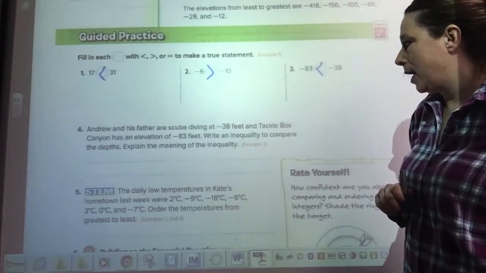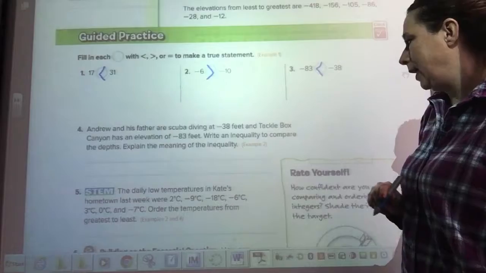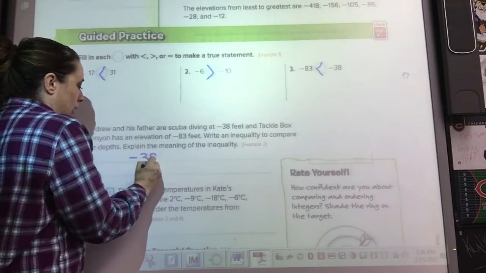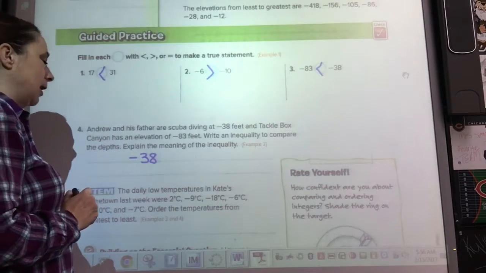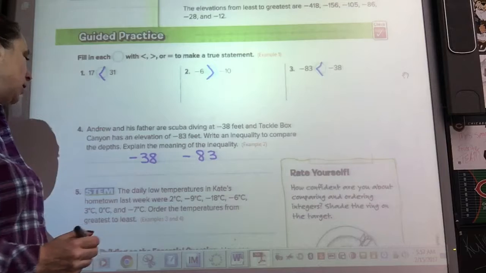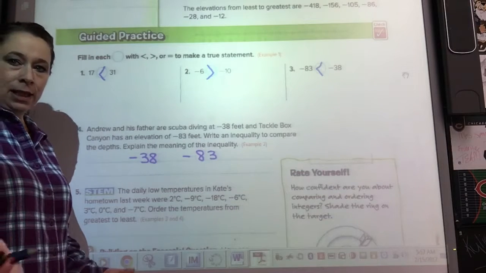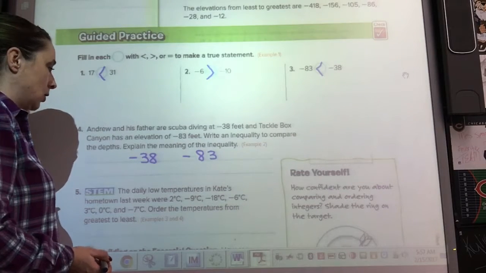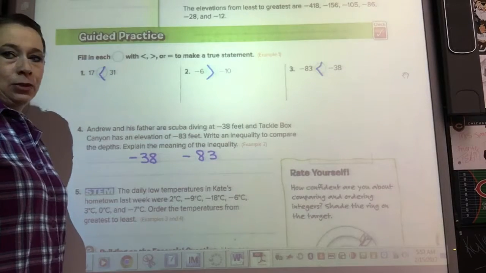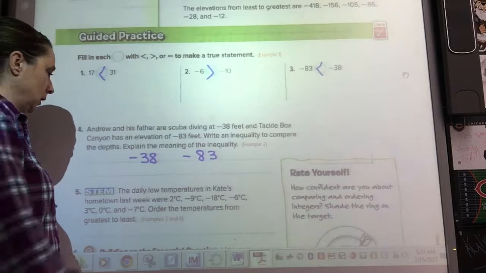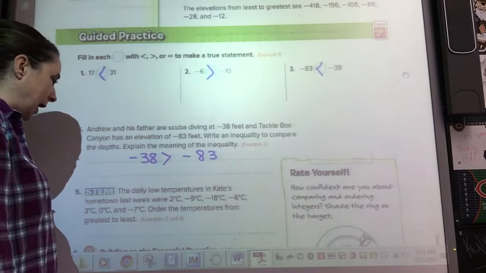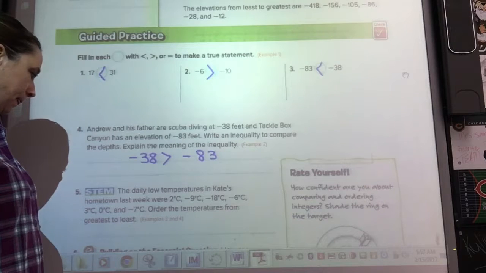All right, Andrew and his father are scuba diving at negative 38 feet. And Tackle Box Canyon, that's a ridiculous name for a canyon, has an elevation of negative 83. Write an inequality to compare the depths. So they want a greater than, less than, equal to. That's an inequality. So negative 38, greater, less than, equal to, negative 83. Amen. Negative 38 is greater. You owe less, so it is greater.